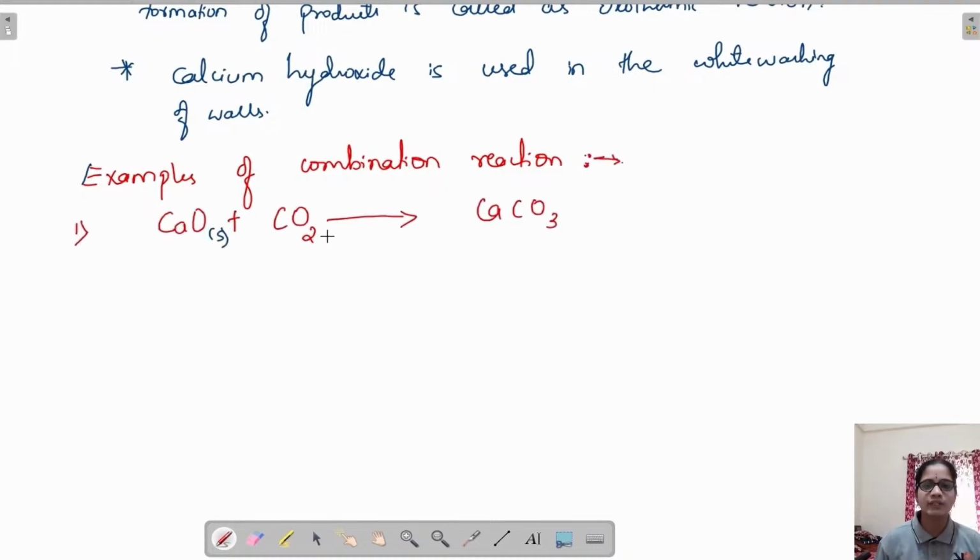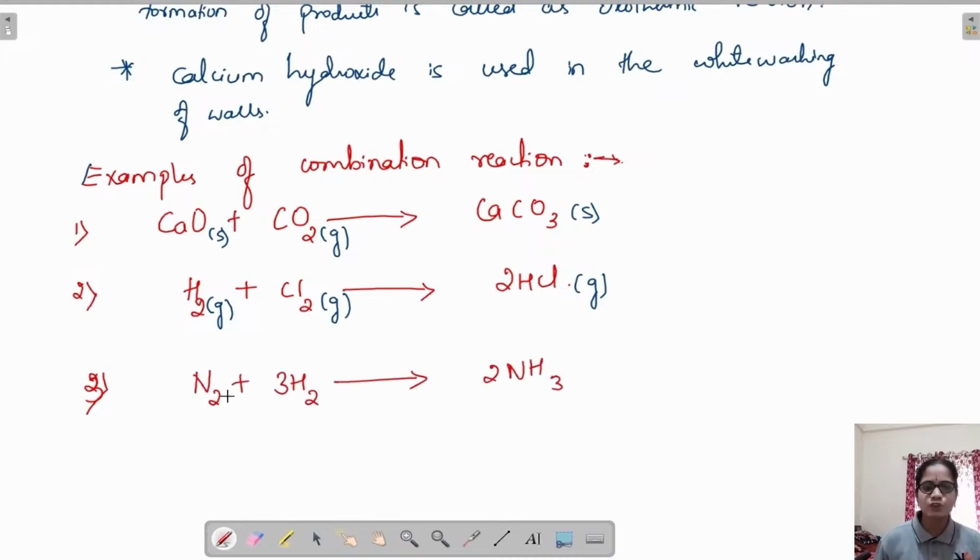This is solid, this is gas, this is solid. Formation of hydrogen chloride, H2 plus Cl2, is also an example of combination reaction. Formation of ammonia is also a combination reaction. Okay, these are some examples of combination reaction. So you must remember that there is a formation of only one product here.